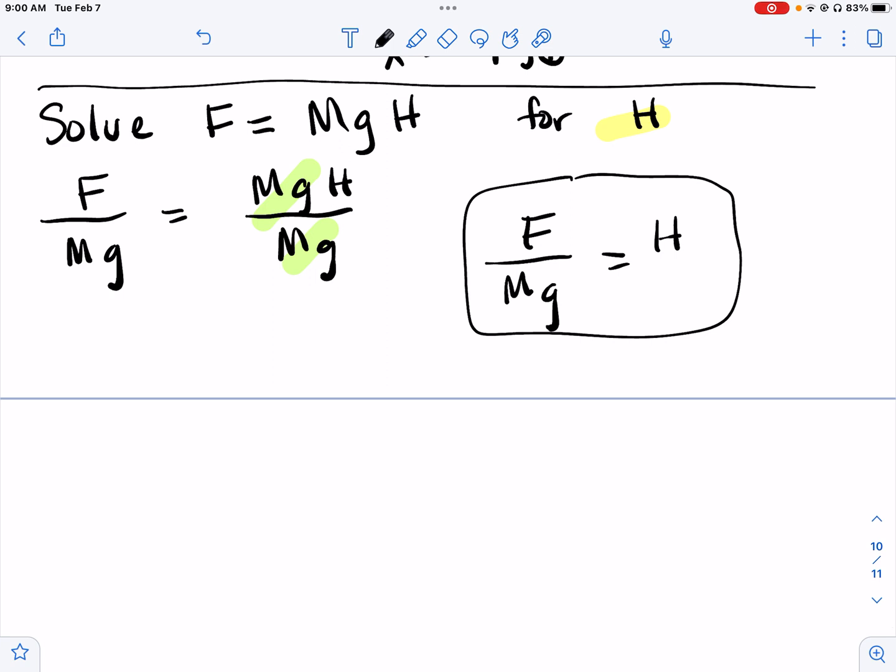Okay, solve F equals mgh for h. So we would just divide both sides by mg. F over mg would give us our h. And that's the end of this lesson.